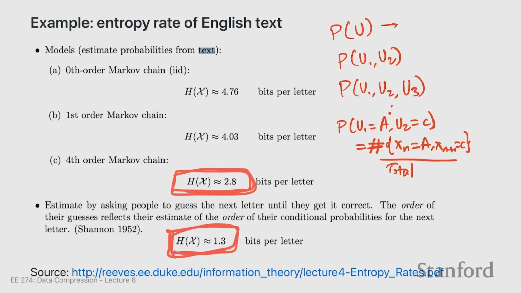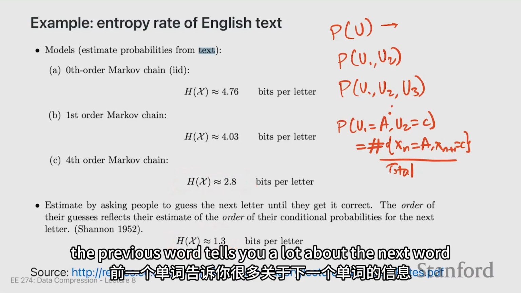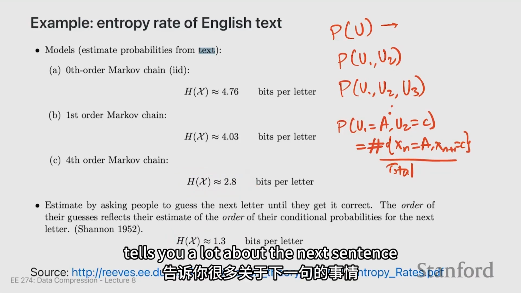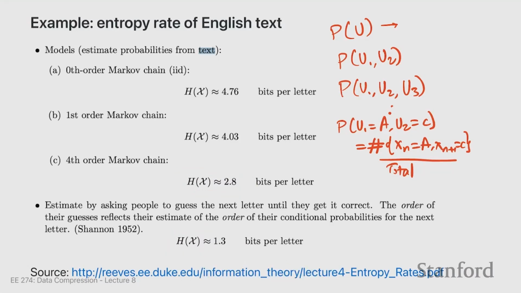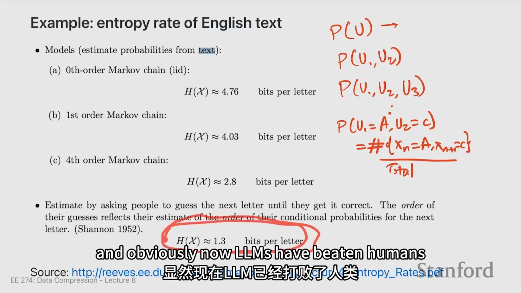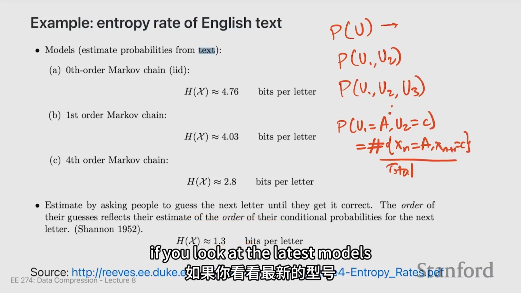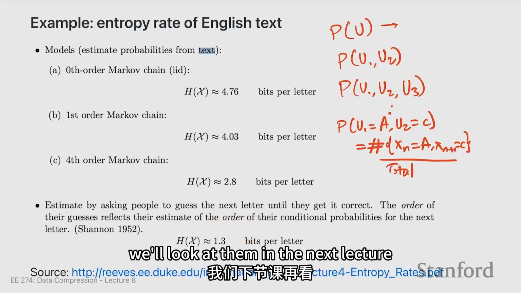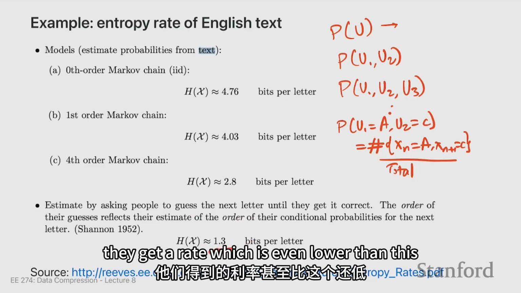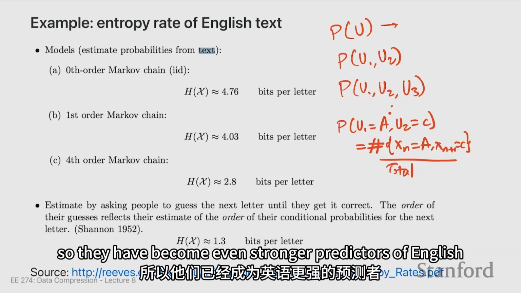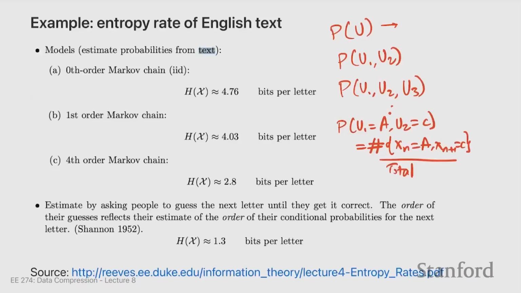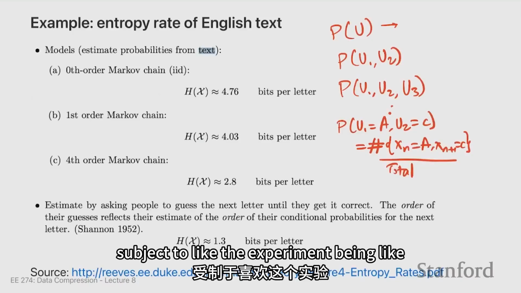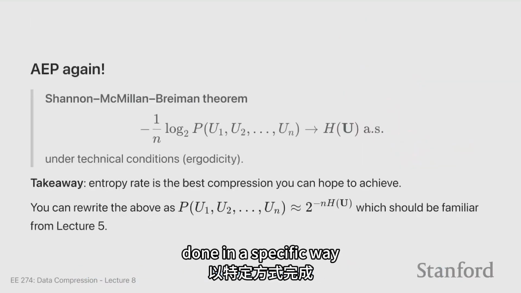It's much better than a fourth order model, which is true, right? The previous word tells you a lot about the next word. The previous sentence tells you a lot about the next sentence. So the dependence goes a bit farther than just 4 characters. And obviously now LLMs have beaten humans. If you look at the latest models, we'll look at them in the next lecture, they get a rate which is even lower than this. So they have become even stronger predictors of English than humans at this point, subject to the experiment being done in a specific way.